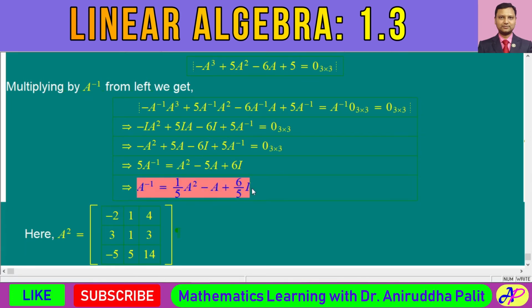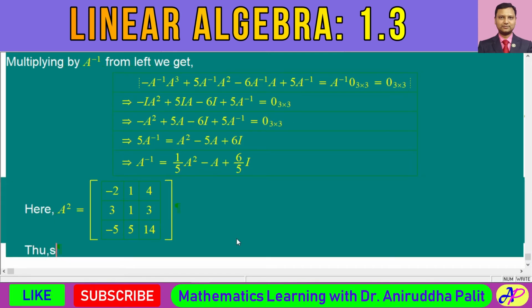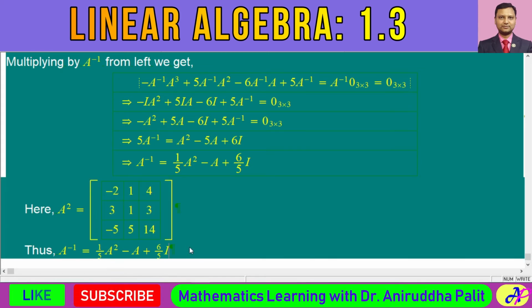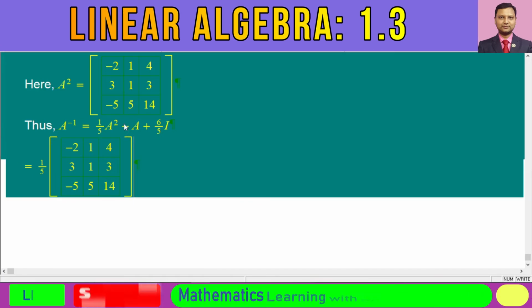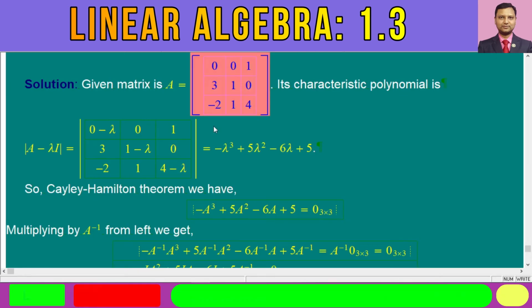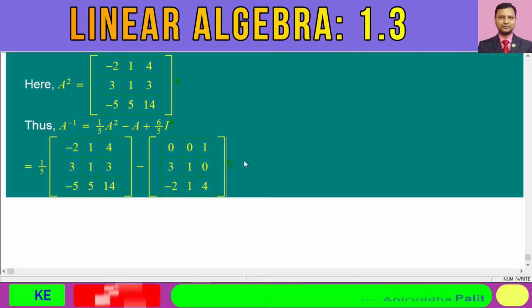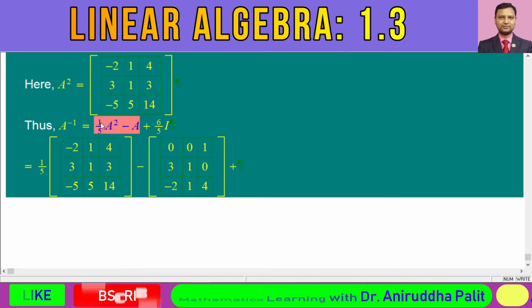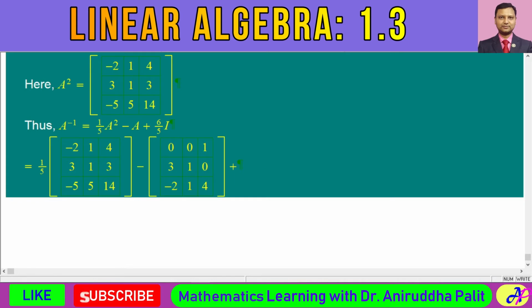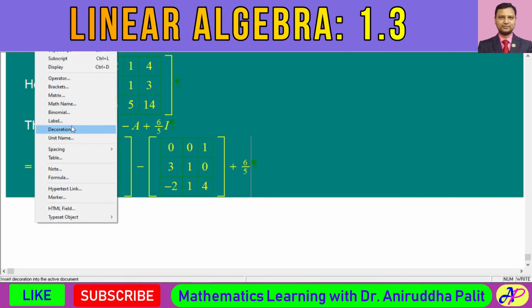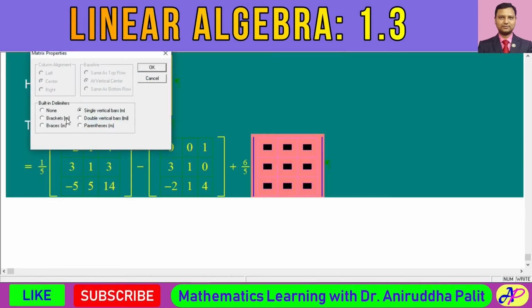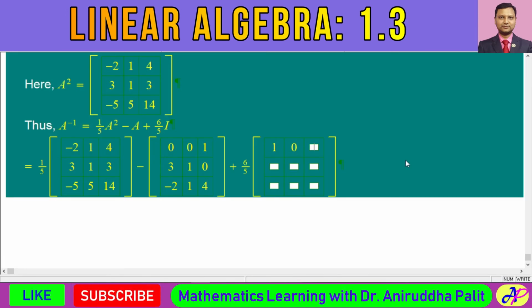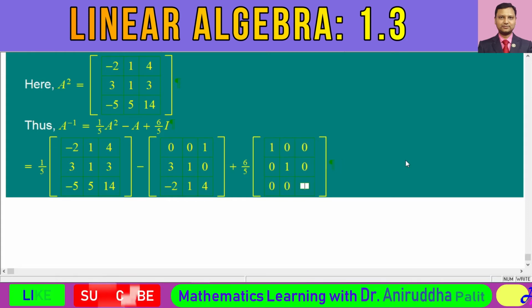So therefore we can put all these expressions and compute the expression of A inverse. So 1 by 5 A squared. Just let me copy this one and write it over here. 1 by 5 into this kind of matrix, minus A. So what was A? This was the given matrix capital A. So minus this matrix capital A plus 6 by 5 into I. I means third order. Over here all these matrices are of third order. So we shall have to write 6 by 5 into this kind of matrix, the 3 by 3 identity matrix. Matrix, not determinant. Okay, matrix. So 1 0 0, 0 1 0, 0 0 1.